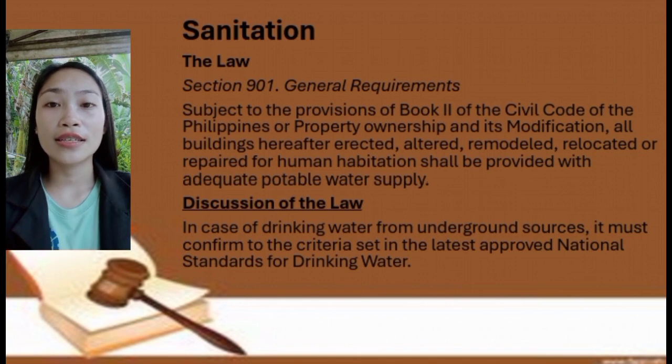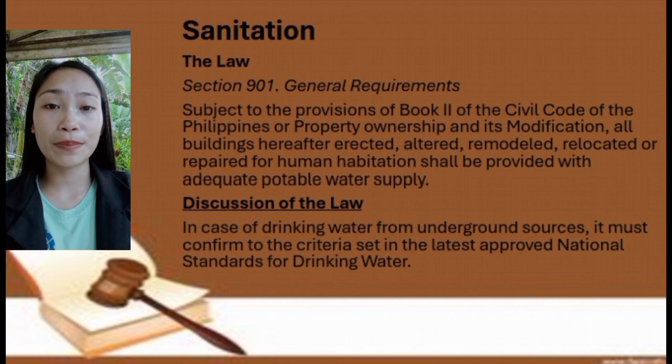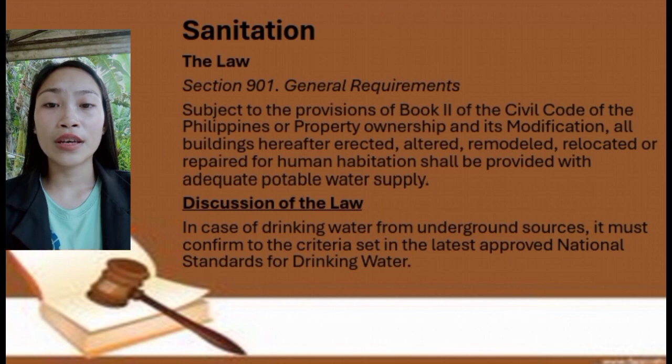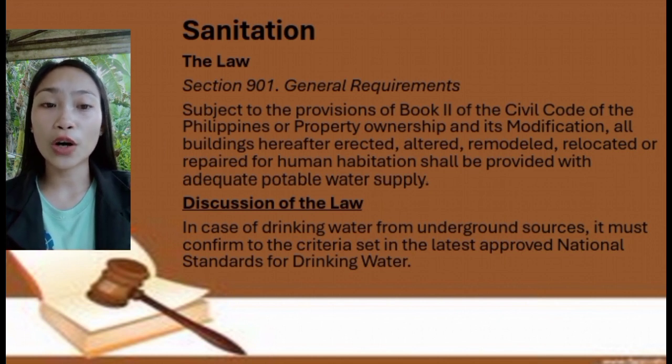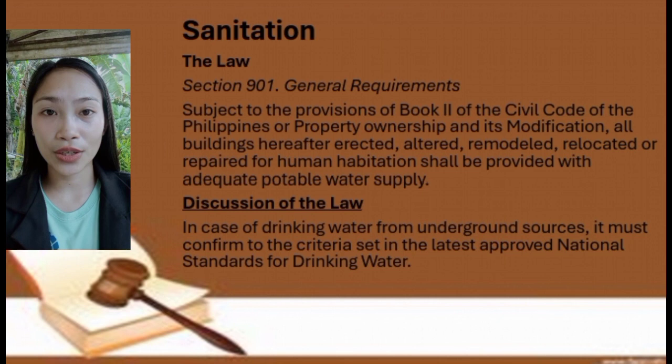Sanitation, the law. Section 901, general requirements. Subject to the provisions of Book 2 of the Civil Code of the Philippines on property ownership and its modification, all buildings hereafter erected, altered, remodeled, relocated, or repaired for human habitation shall be provided with adequate potable water supply. Discussion of the law. In case of drinking water from underground sources, it must conform to the criteria set in the latest approved national standards for drinking water.